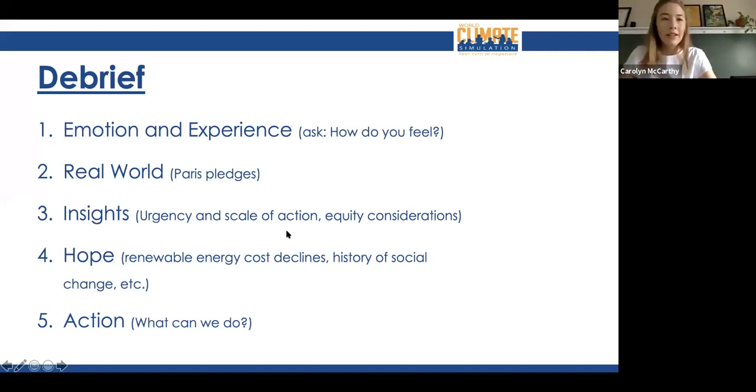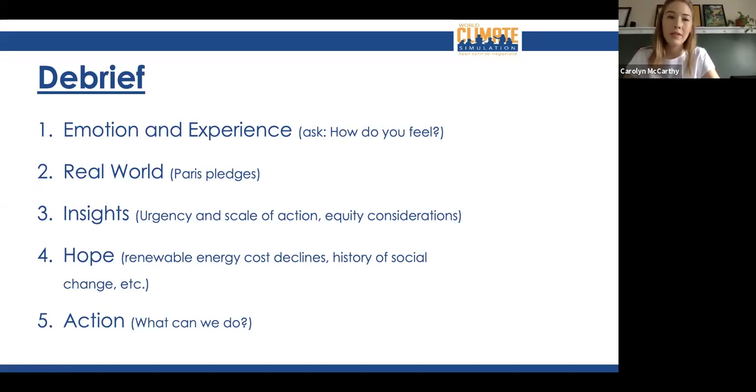But what I wanted to quickly show you is a typical way that we suggest running the debrief: allowing everyone to first have a moment to share and talk about their experiences, how they felt, and what might have surprised them, and then move into some of the real world events or pledges that are being made to give some context, bring it back to our current day and time, and talk about some of the insights that you and your participants received from this experience.